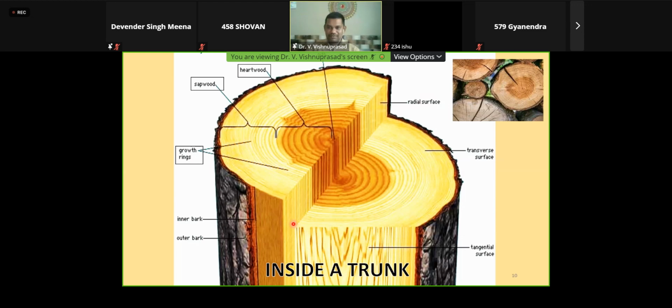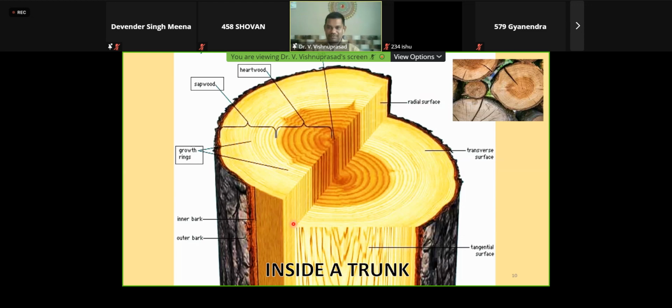So in the same wood, if you go microscopically and observe, the spring wood will have larger vessels or conducting elements, and autumn wood will have smaller vessels or conducting elements. That's the reason both of them appear different. So that's how you can differentiate between early wood and late wood.